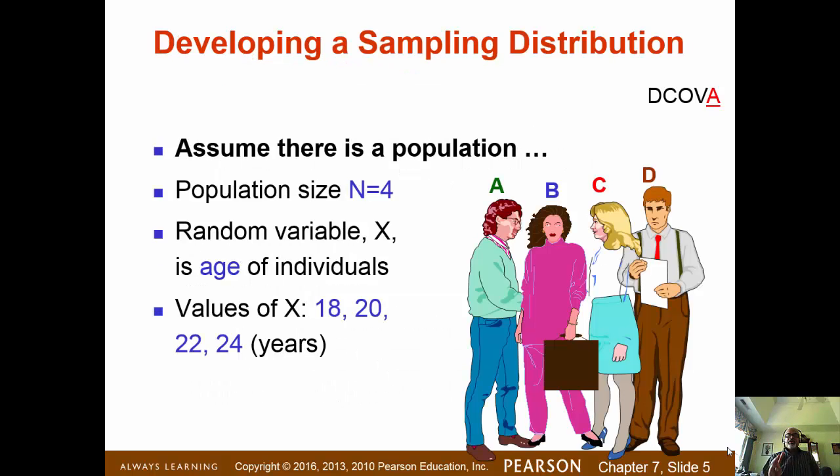Suppose we have a population consisting of just 4 people. That's it, just 4. And the random variable of interest is age. So we have the ages of these 4 people: 18, 20, 22, 24. This is the whole population. If you randomly select one person, what will be the age of that person? It'll be either 18, 20, 22, or 24 with equal probability. So the probabilities are uniformly distributed in this original population of 4 individuals.